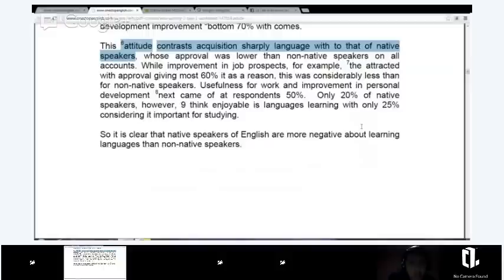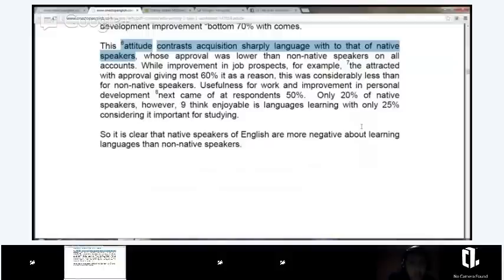What do you think comes next? So this attitude of language acquisition contrasts, yes, sharply with native speakers. Yay! I got it. Whoop, whoop. Finally. Oh, my gosh. Nice.